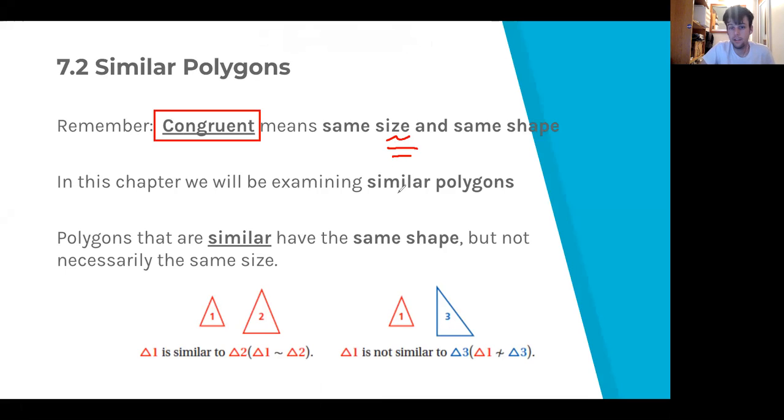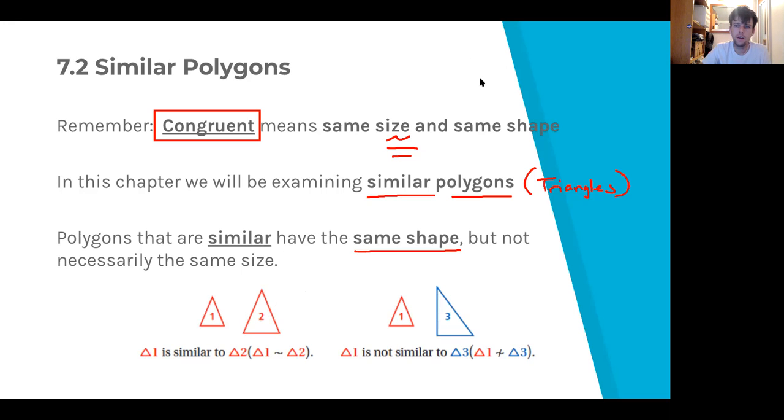In this chapter and this section in particular, we're going to be focusing on similar polygons, with a little bit more of an emphasis on triangles, but similar polygons in general too. Polygons that are similar have the same shape, but not necessarily the same size. So one of them is going to be bigger than the other. If we look at these two examples here, in the first one, triangle 1 and triangle 2 are similar. They have the same relative shape, but one is scaled up compared to the other one. Whereas in the second picture, these are not similar because you can't just make triangle 1 bigger and match triangle 3. They're just different triangles.